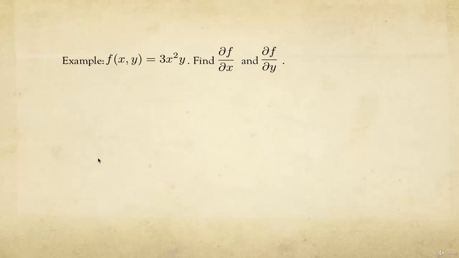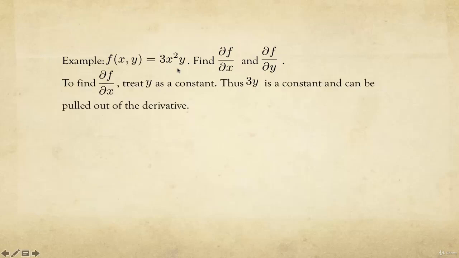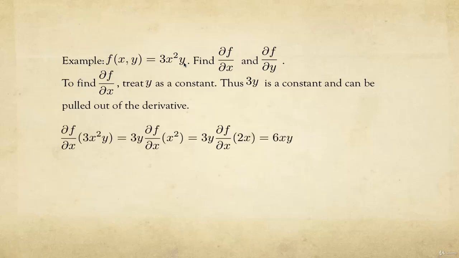Let's do an example. Here's a function of two variables, and we want to find the partial of f with respect to x and the partial of f with respect to y. To find ∂f/∂x, we're treating y as if it's a constant. So 3 is a constant, and so is y. This is actually very easy. This is just calculus 1 again. If you have a constant, you can pull it outside of the derivative. It just stays there. And then we just differentiate x squared. X squared is just the power rule: the derivative is 2x. And so the answer is 6xy.